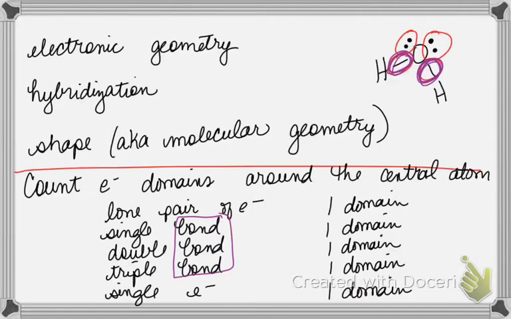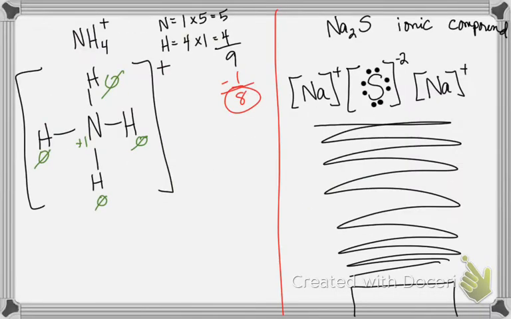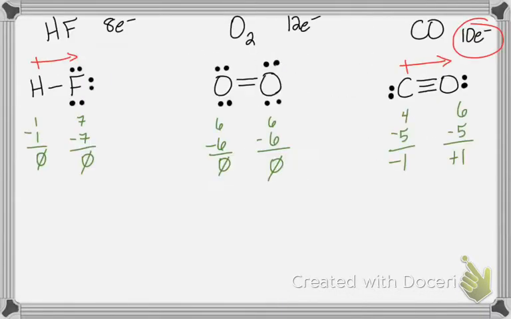Let's do a little bit of practice. Going back to where we start the worksheet. We've already talked through water. Let's look at HF, okay? For HF, I want you to focus on the F. Focus on the fluorine. What is the electronic geometry around the central atom? Well, first off, how many domains are around it?